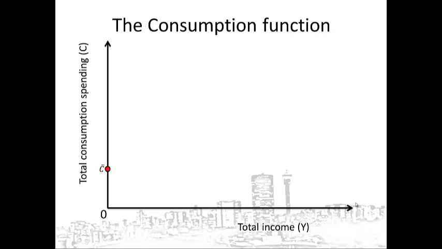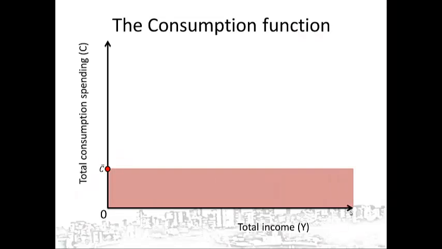This is Yuan's autonomous consumption. That is the amount that Yuan will spend if he had no income. Autonomous consumption is that part of your consumption spending that is not influenced by your income. No matter what your income, the autonomous consumption stays the same. This is Yuan's autonomous consumption.